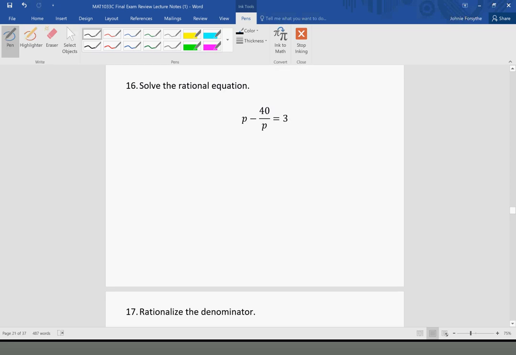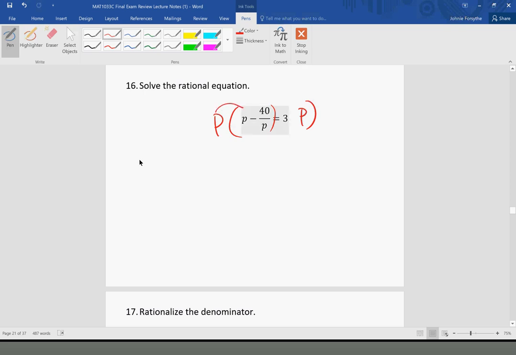So now we're going to solve this rational equation. To solve the rational equation, we want to multiply the entire equation by the least common denominator. In this case, that's more simple because you only have one denominator here, and that's p. So if we multiply everything by p, we're going to get rid of the fractions and be able to solve it.